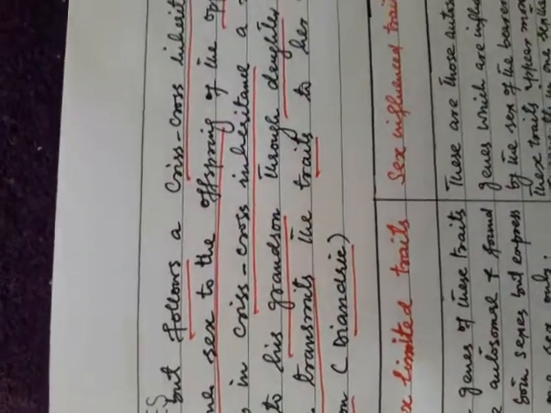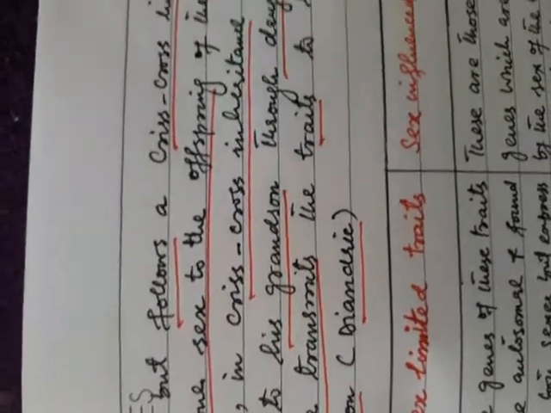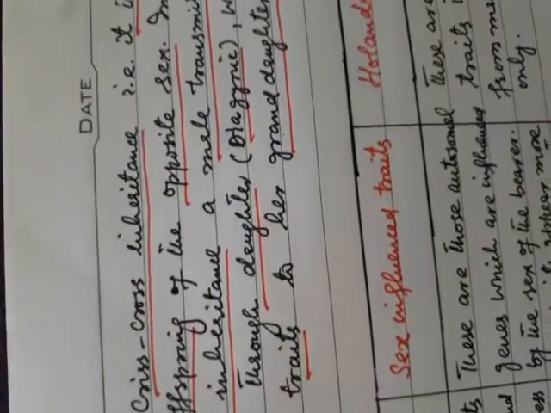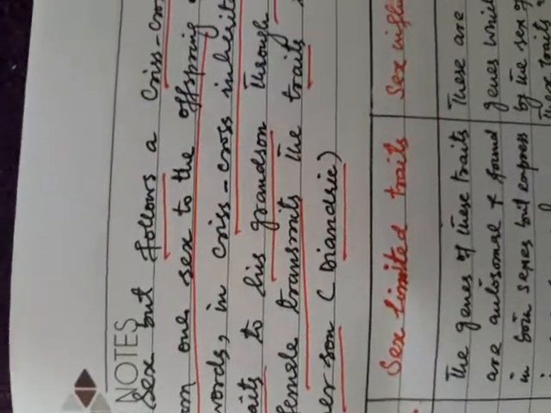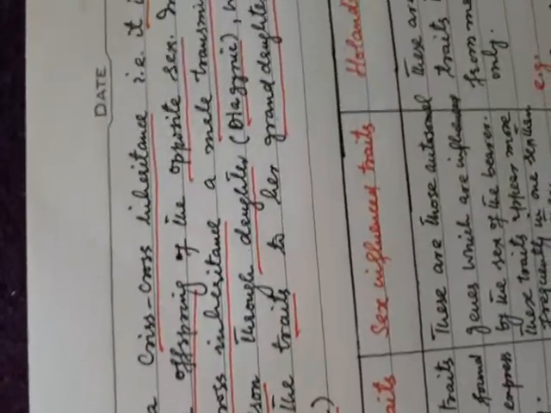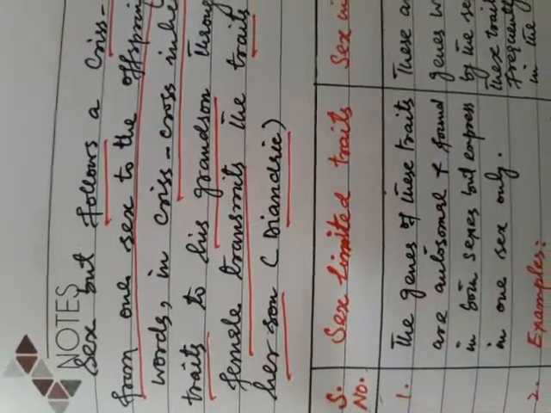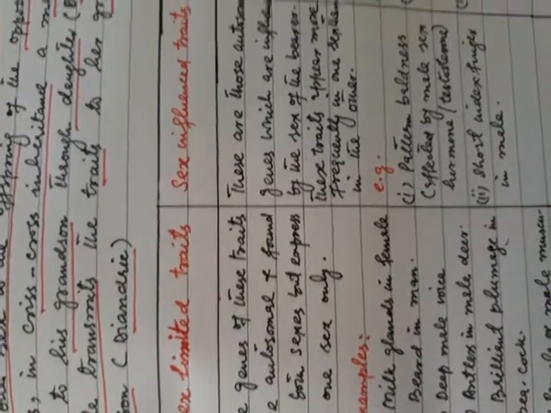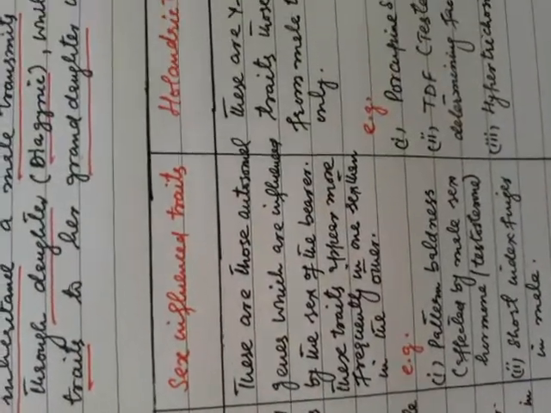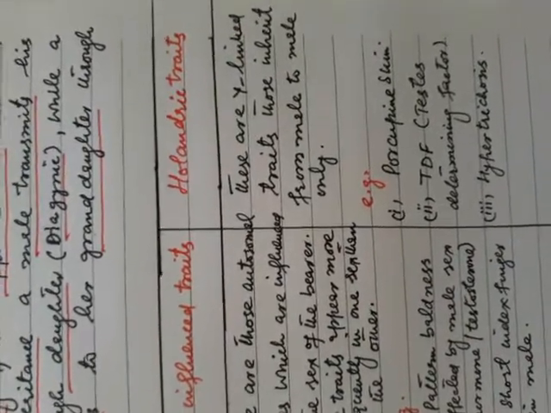In other words, in crisscross inheritance, a male transmits his traits to his grandson through his daughter, that is digynic, while a female transmits the traits to her granddaughter through her son, that is diandric. Now we have some sex limited traits, sex influenced traits, and holandric traits.